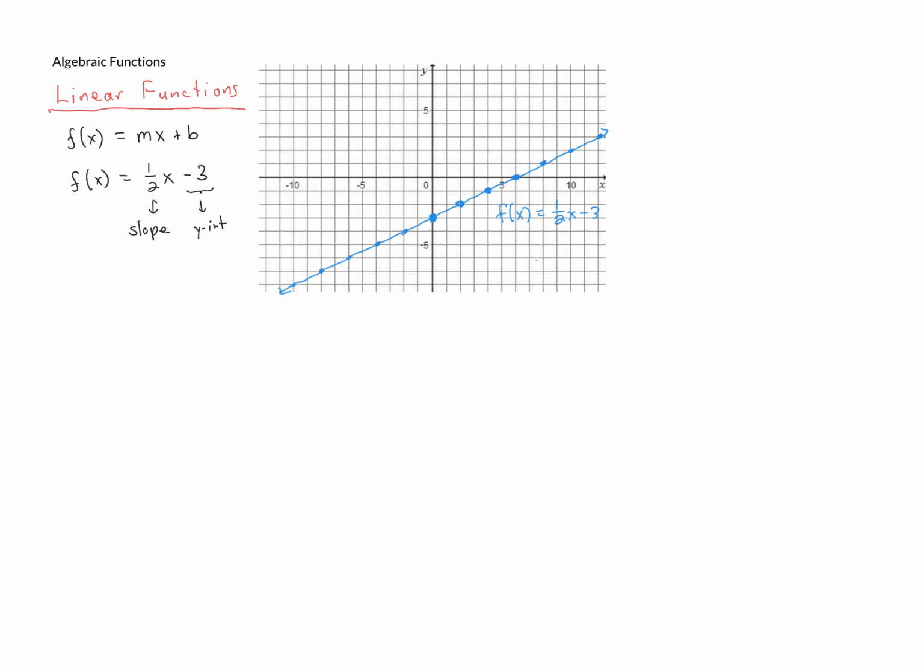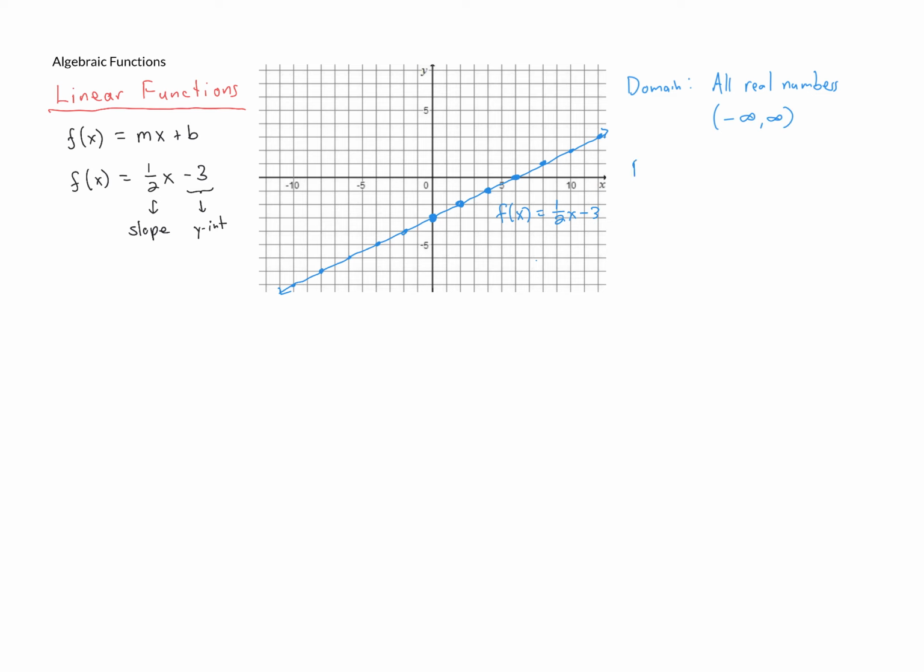If we want to, we can talk about the domain and the range of this function. Remember, the domain is all of the x values that we can input, and really you can plug in any number here. You can take any number and multiply it by 1/2 and subtract 3. So our domain is going to be all real numbers. Or if we wanted interval notation, that's from -infinity to infinity.